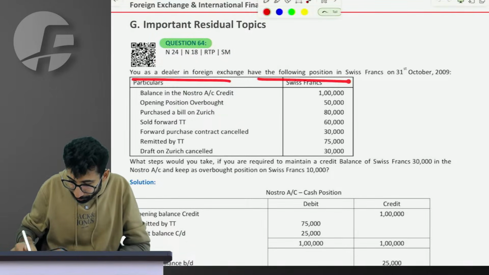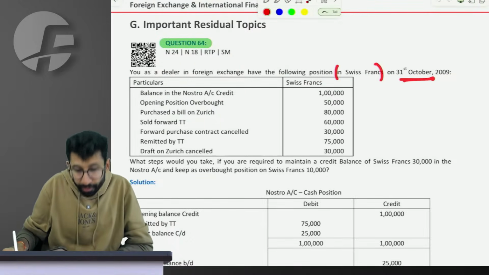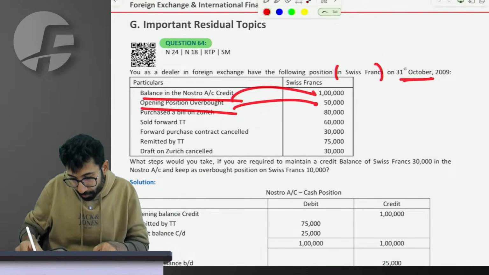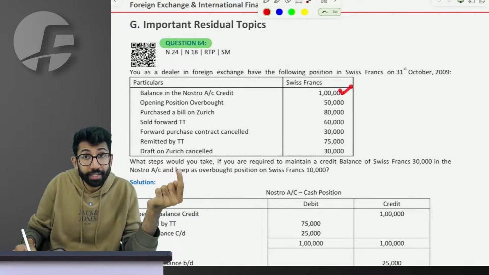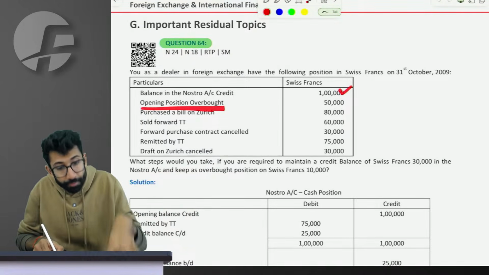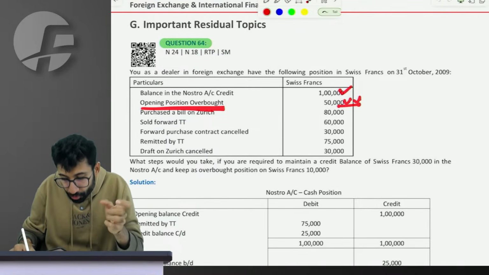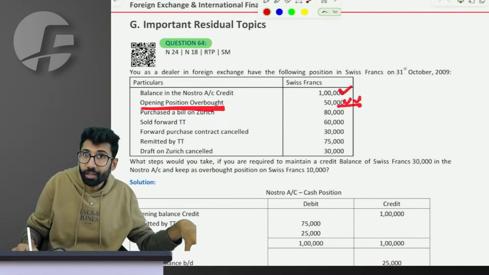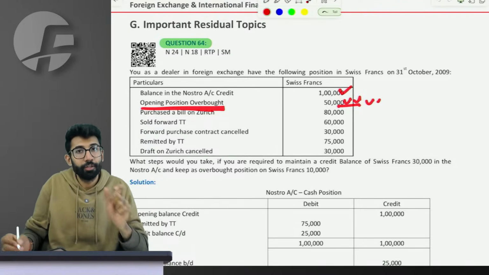You as a dealer have the following position in Swiss franc. In terms of Swiss franc, on 31st October, we have a position. Balance in nostro account, credit; overbought position. Sir, in the nostro account, I have already my money deposited with them, 1 lakh Swiss franc. And in the exchange position, meaning the account where both spot and forward transactions are recorded, it shows I have bought 50. Either I would have actually bought 50 or I would have entered into a contract to buy 50. Both are included in this 50.